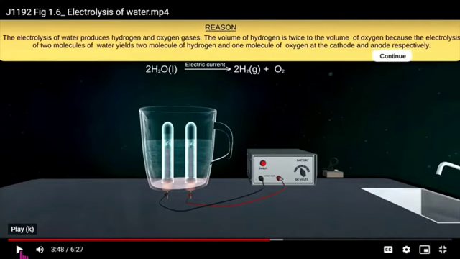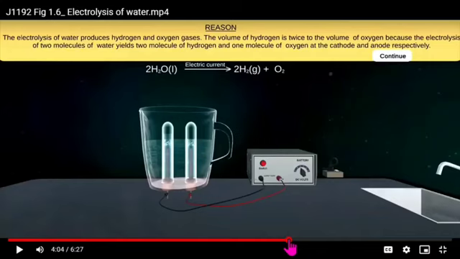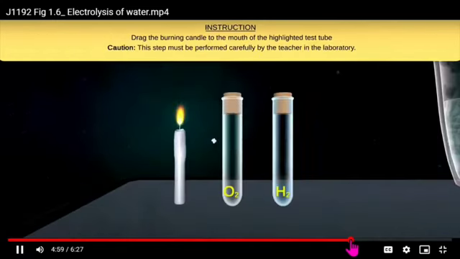Now in this learning teaching material, assessment is given in between, so that the student can move towards the right path of learning, right conceptual understanding. So let us move fast again. Yields 2 molecules of hydrogen. Drag the burning candle to the mouth of the highlighted test tube. Caution: this step must be performed carefully by the teacher in the laboratory.